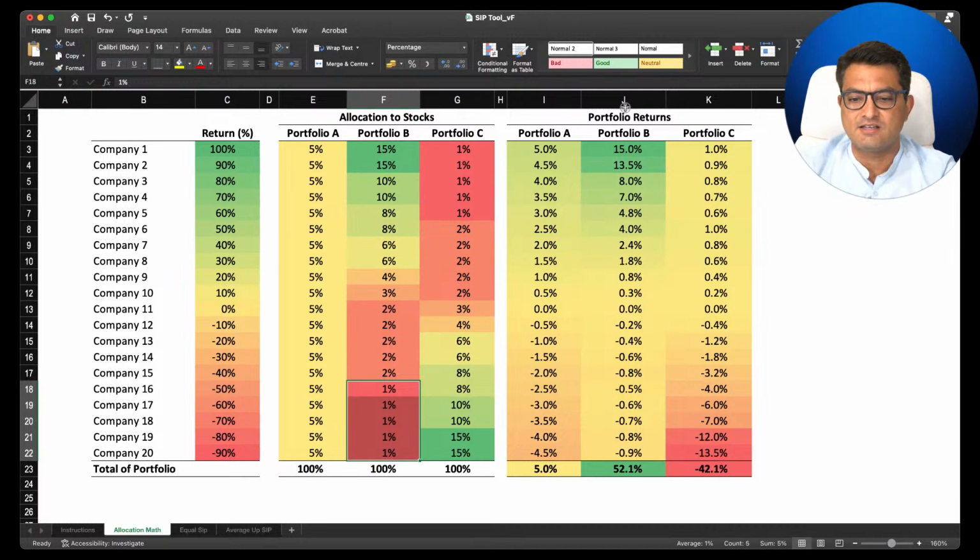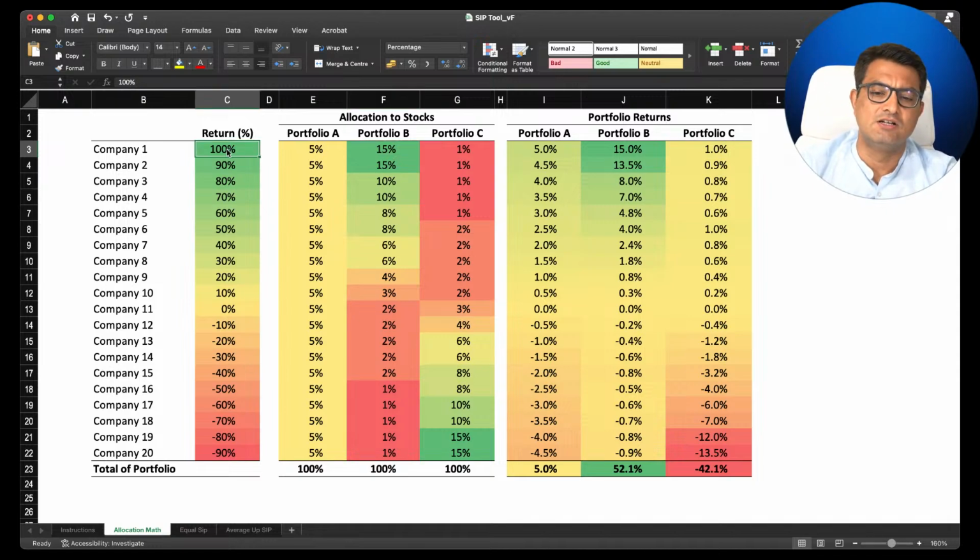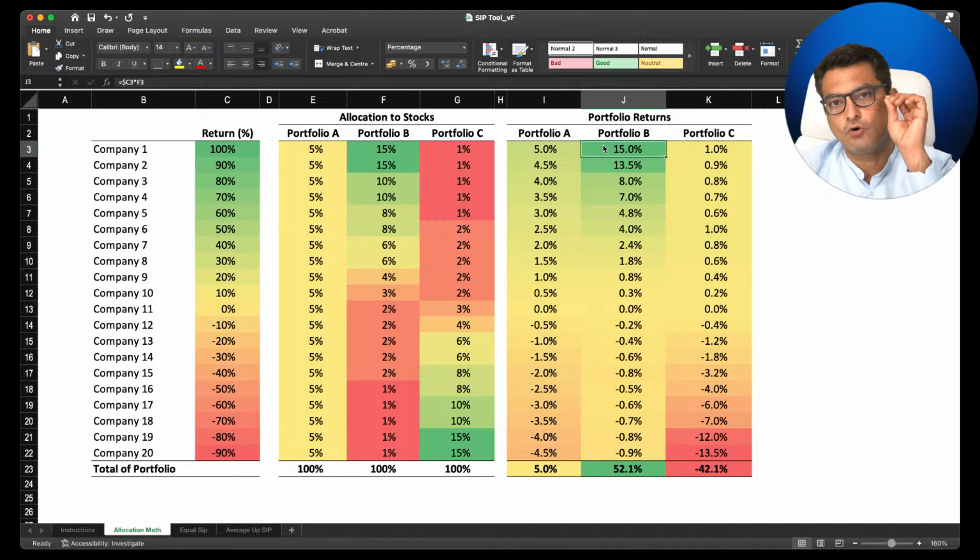But now what has happened is, your biggest winner has 15% allocation. It has still done 100%. So your portfolio return contribution from that winner is 15%. Just that one winner is contributing 15% to your portfolio returns. The second winner is contributing 13.5%, and so on and so forth.